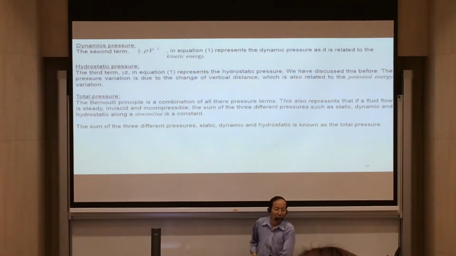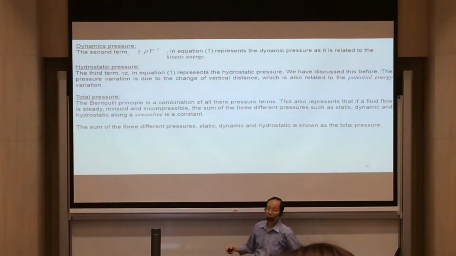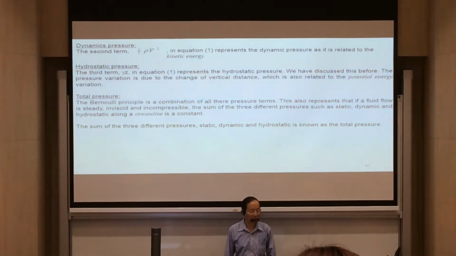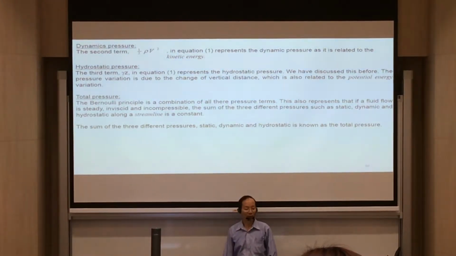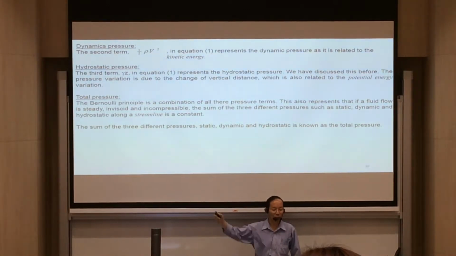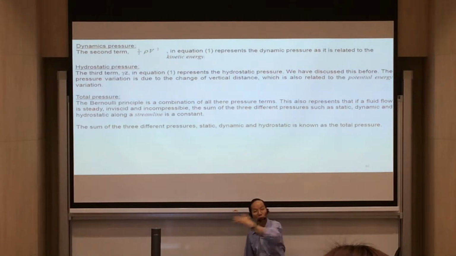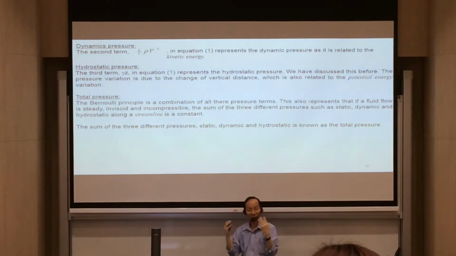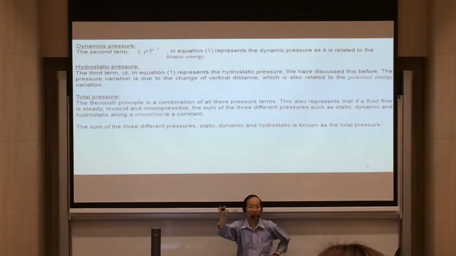The next term is actually dynamic pressure. Dynamic in the sense that it's linked to kinetic energy, the half rho V squared. You see the D here, this is moving. So a fluid of elemental volume is moving. It has kinetic energy.